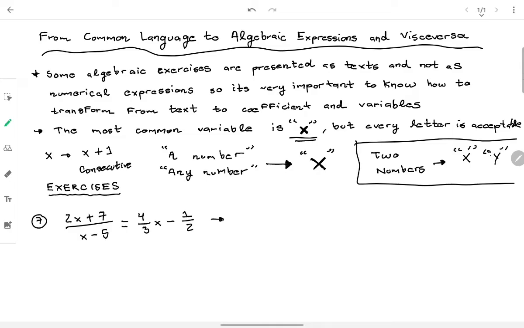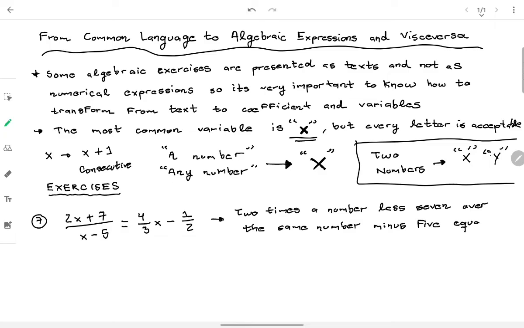Let's see the last example. So let's see, in this case we have 2 times, this will be a long one, 2 times a number less 7 over the same number minus 5 equals to 4/3 of the same number minus 1/2, and that will be it.